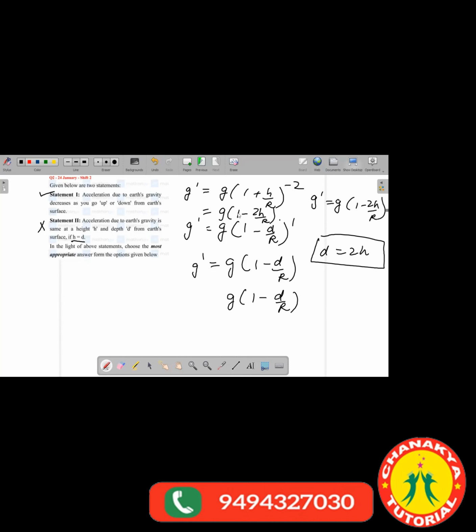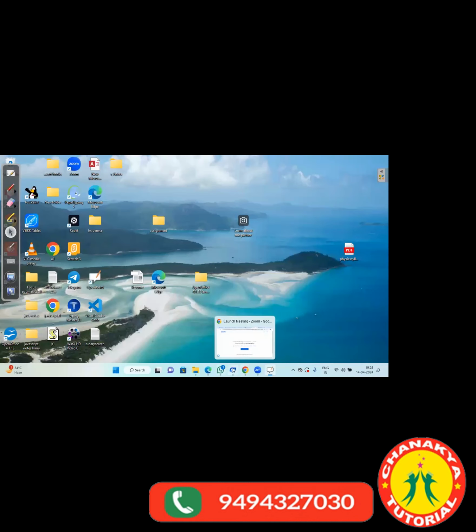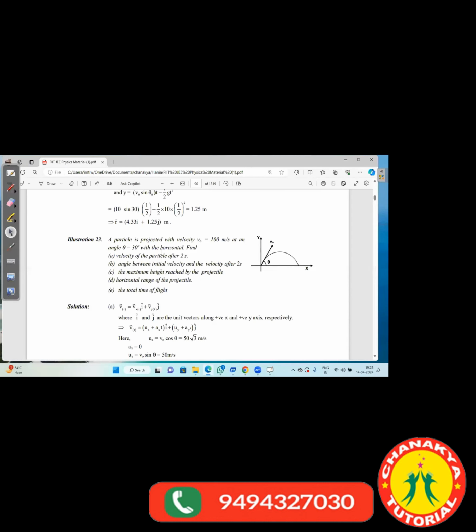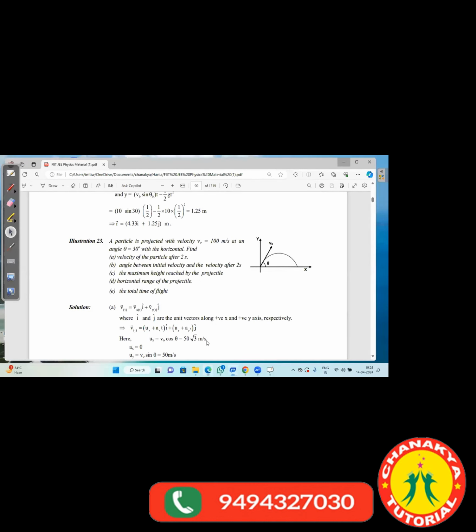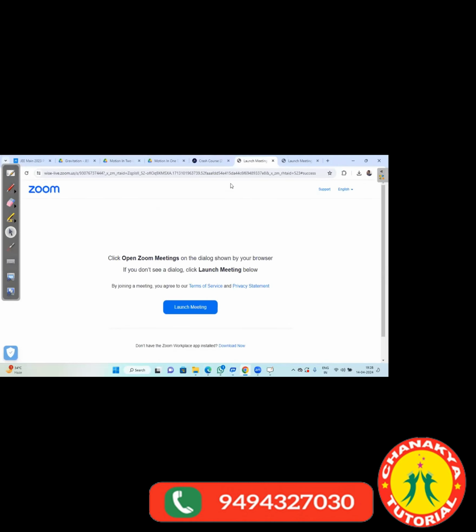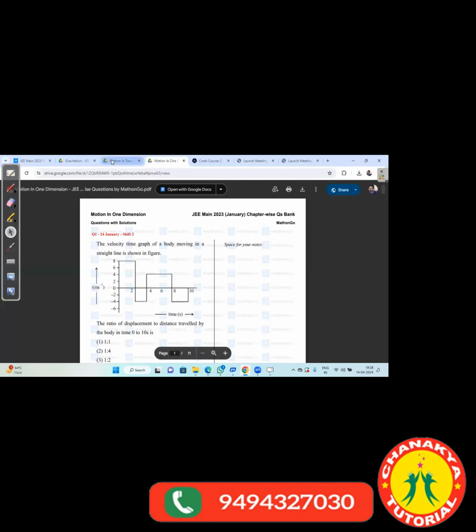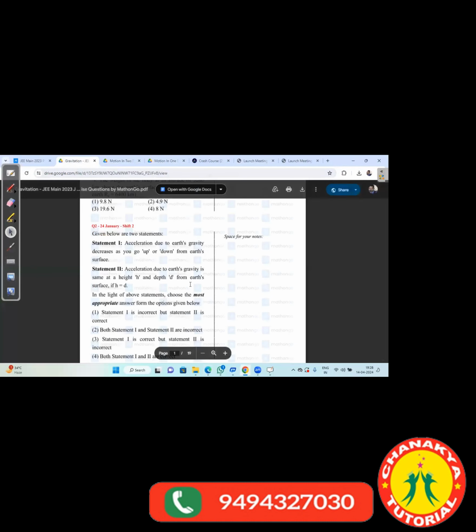And hence we can choose out of the given statements which statement is correct and which is false. So statement 1 is correct and this one is false. So the correct answer is 3. Statement 1 is correct, but statement 2 is incorrect. I hope you all got it.